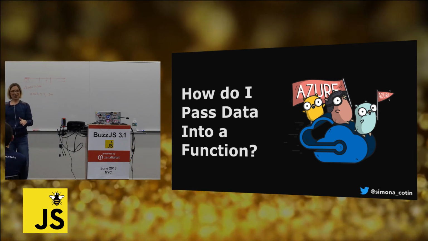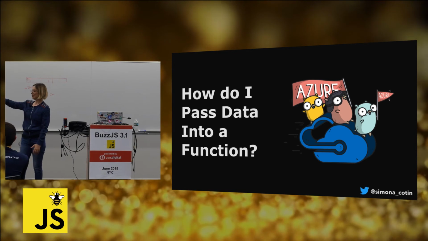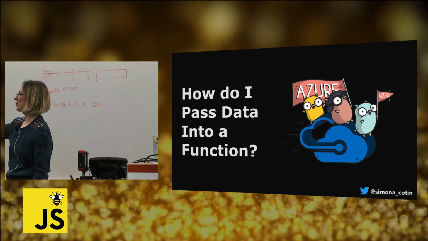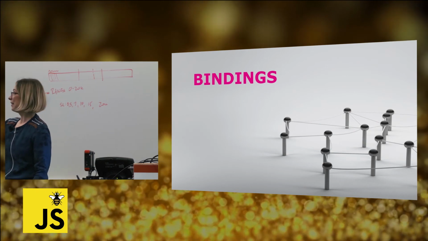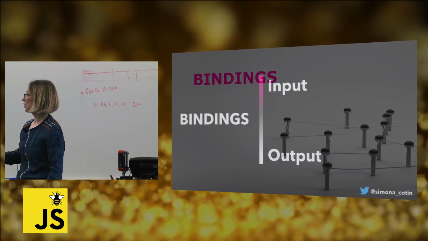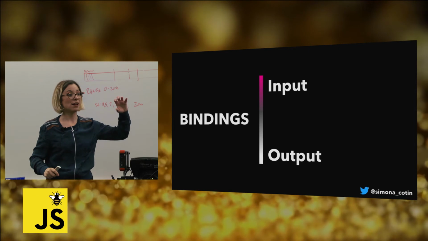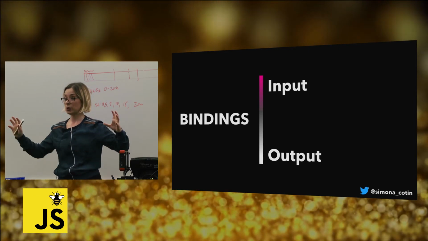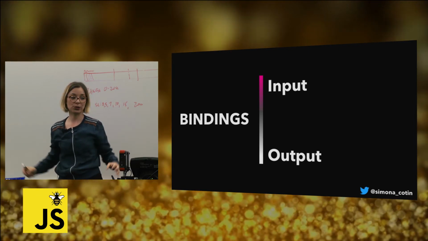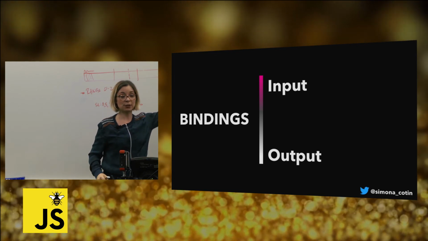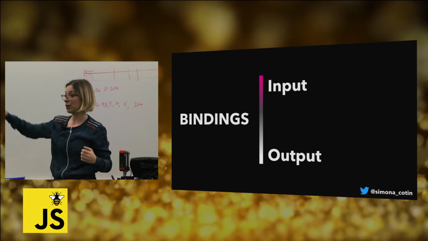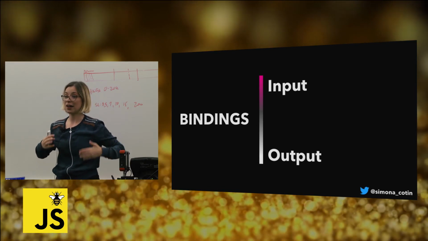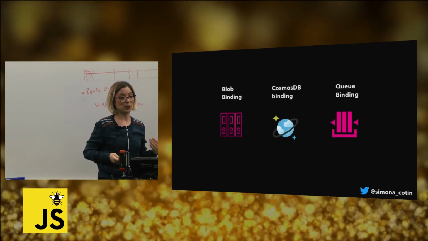I have very little time left. We're going to go through some of this because this is exciting as well. So how do I pass data into a function? We have this concept that's called bindings, and there's two different types of bindings. Bindings are basically data sources. How do we connect to data sources? So we have input bindings that we read from, and then we have output bindings that we write to, because those two actions are the types of actions that we want to be able to do.